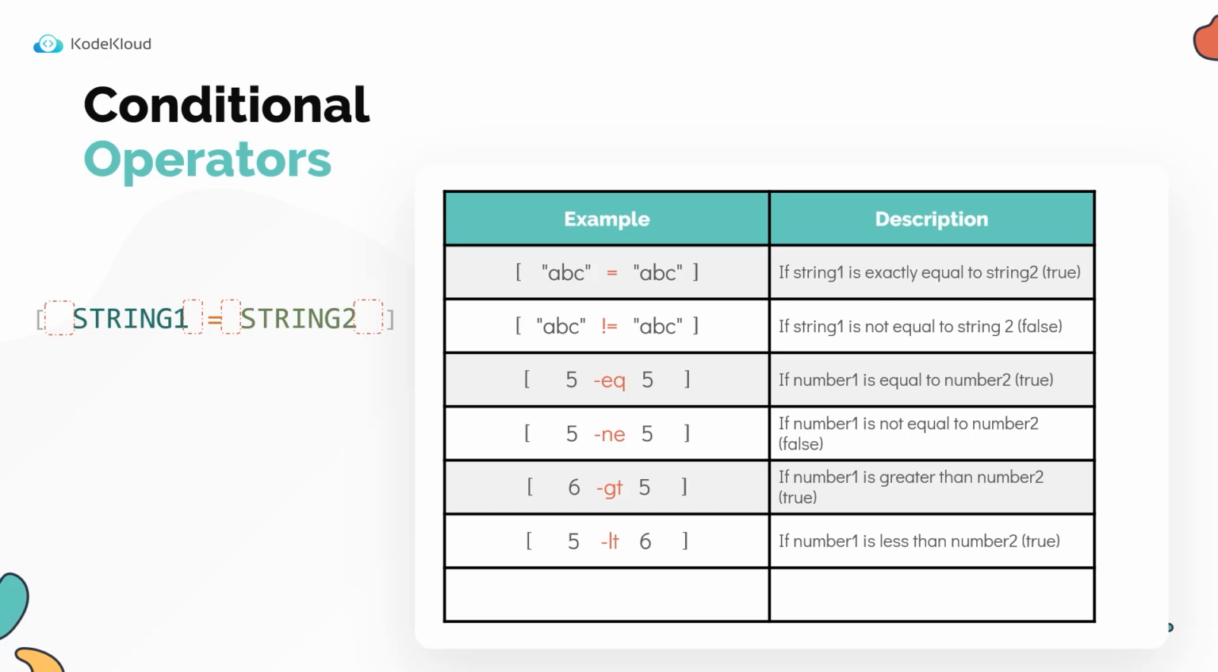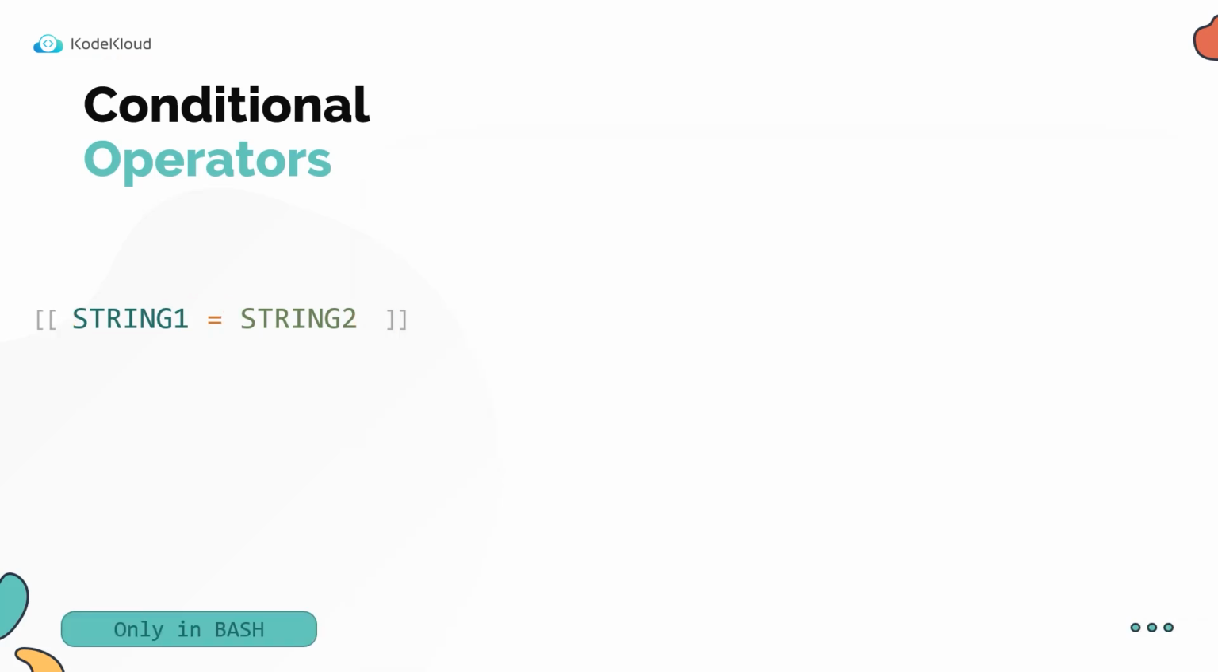To compare numeric values, use the -eq operator. To check if two numbers are not equal, use the -ne operator. To check if a number is greater than another one, use the -gt operator for greater than. And similarly, to check if a number is less than another one, use the -lt operator. Now there's another way of specifying a conditional operation, and that's using double square brackets like these.